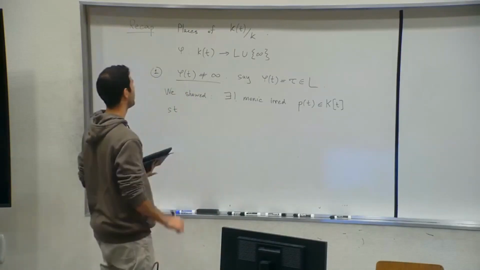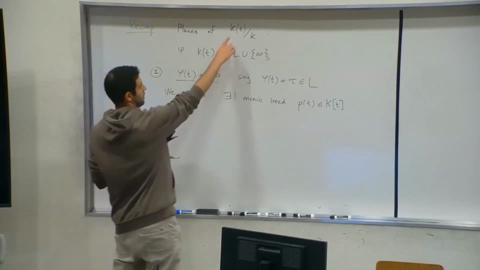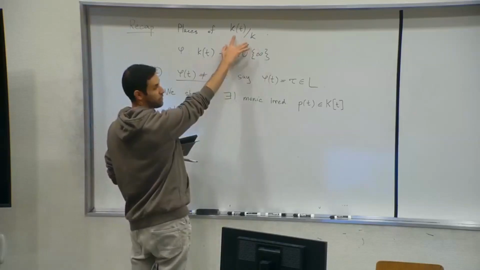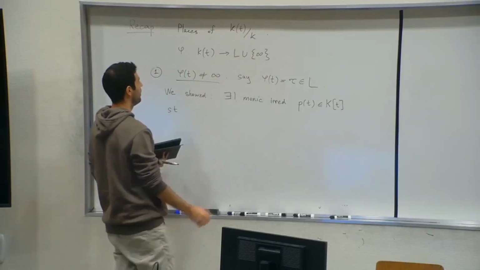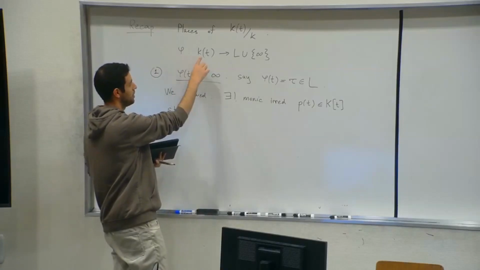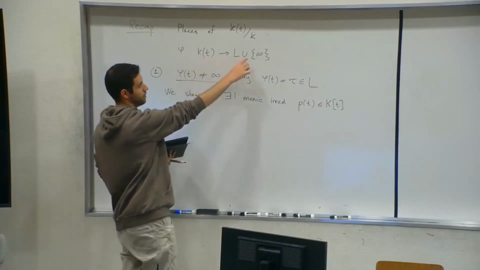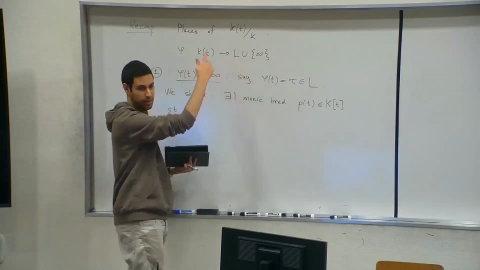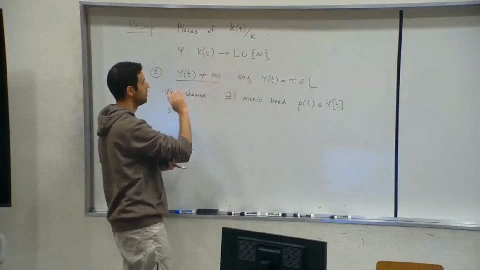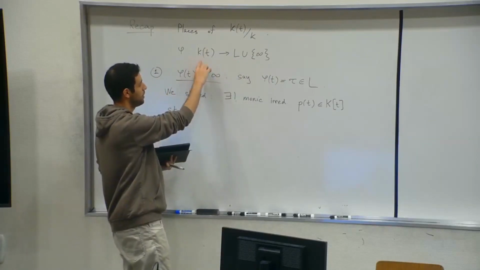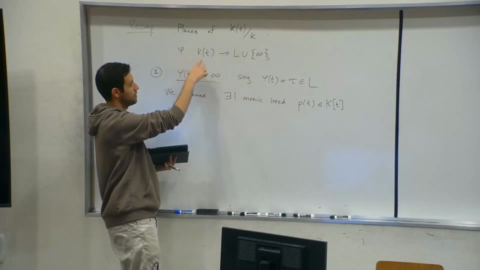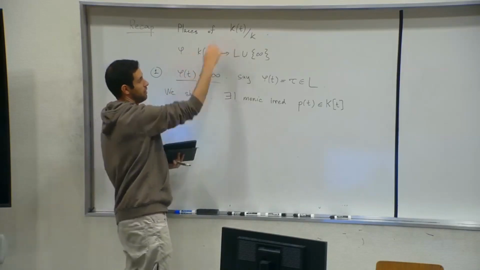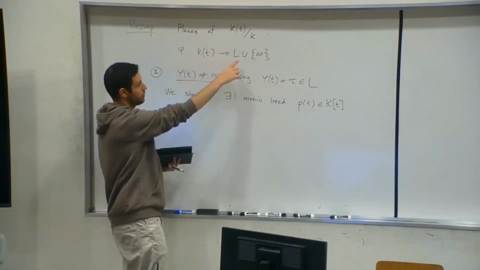Let's have a quick recap. We have the simplest function field, the rational function field k(t) over k, and we have some place phi from k(t) to L and infinity, where L is some field. And remember, a place of a function field is a place such that it is non-trivial on k(t) and trivial on k.